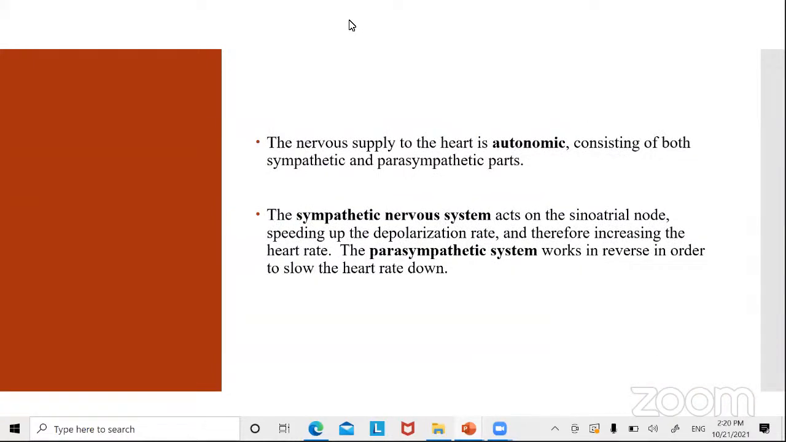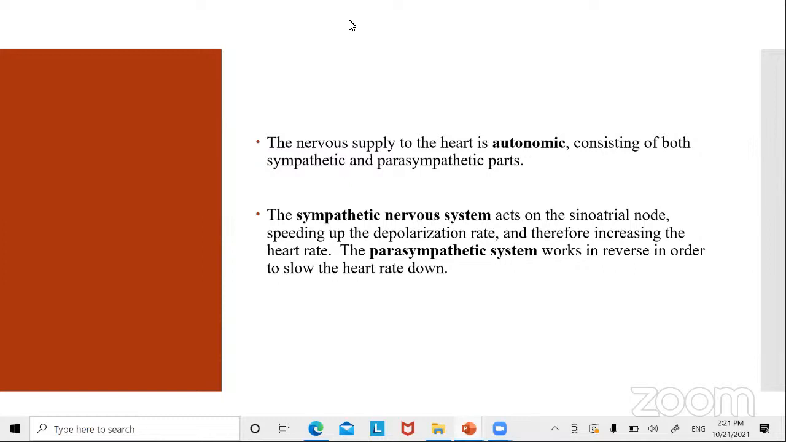So finally, the nervous supply to the heart is autonomic, consisting of both a sympathetic and a parasympathetic part. The sympathetic nervous system acts on the SA node, speeding up the depolarization rate and therefore increasing the heart rate. The parasympathetic system works in reverse in order to slow the heart rate down.